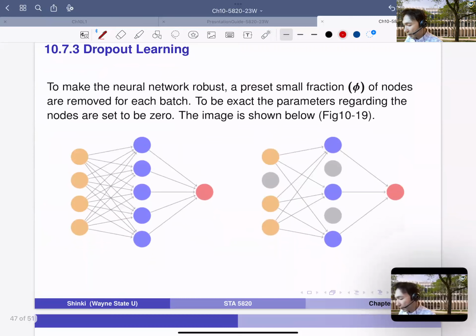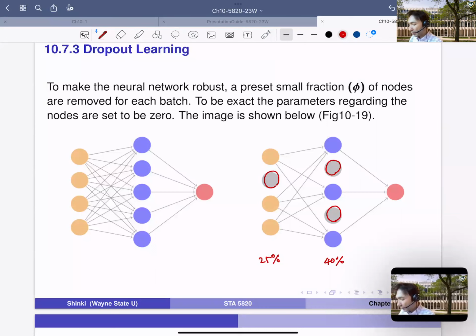And here the dropouts. So for each batch, we do not allow the use of several parameters, and we assume that several parameters are set to be 0. So the method is to randomly select a certain percentage as dropout. In this case, maybe 25% dropout for this first layer and 40% dropout for the second layer. And we do not allow to use these nodes.